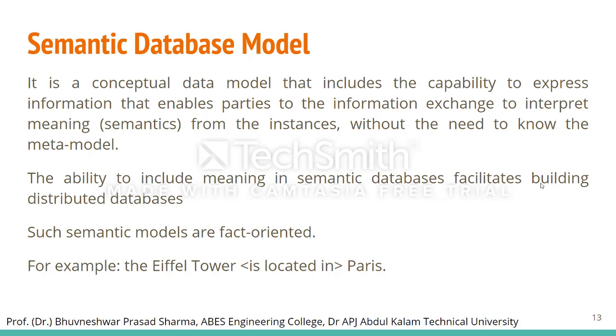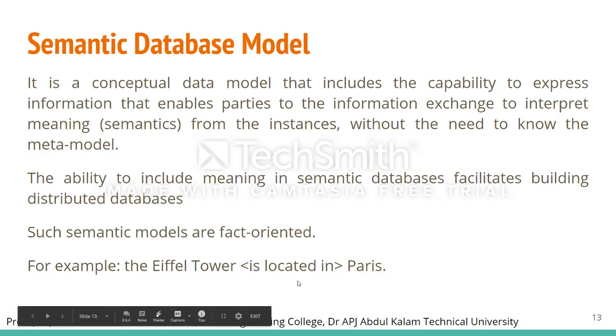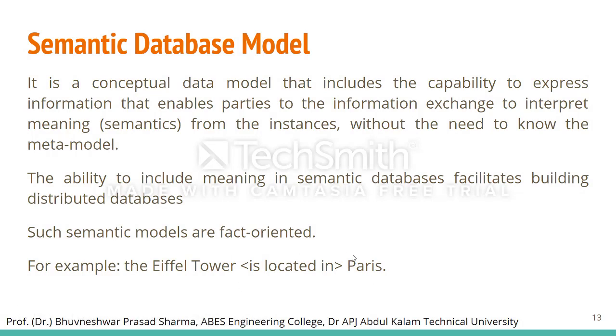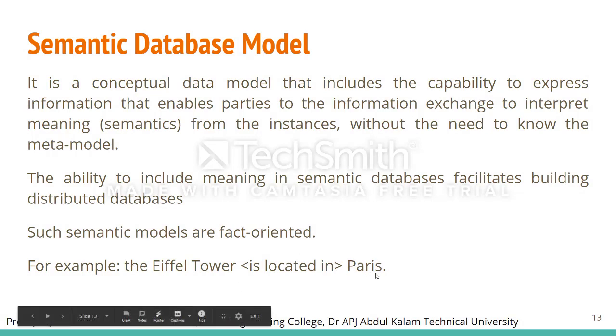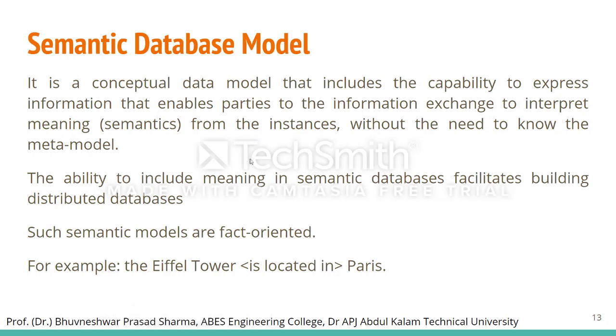Such semantic models are fact-oriented rather than object-oriented. Take this example: the Eiffel Tower is located in Paris. So this is a relation: the Eiffel Tower, relation is located in, Paris. This data contains some information, some interpreted meaning, and the interpreted meaning is the semantics. So we can store such kinds of information in databases, and such databases are called semantic database models.